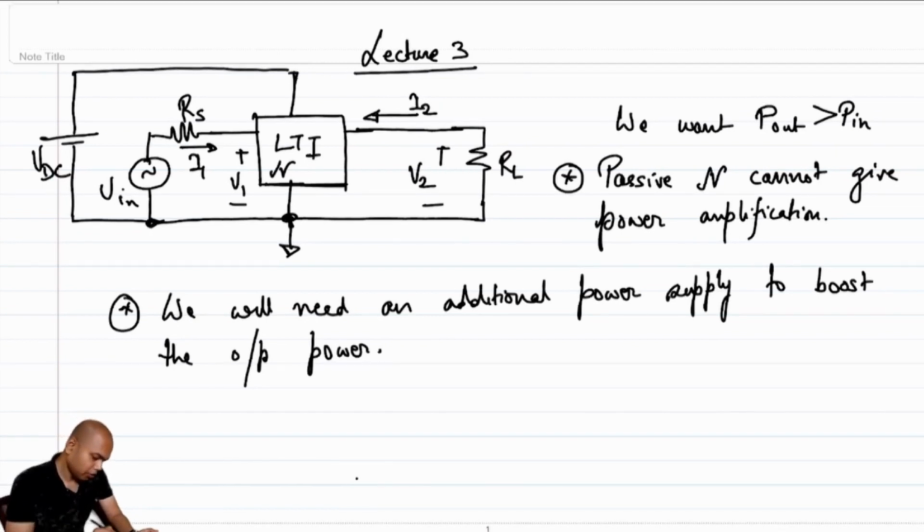The third port, across which the DC voltage supply is attached, has voltage VDC, and let me call this current IDC. Okay, fine. So let me go to the next page, and let me sketch the circuit once again.